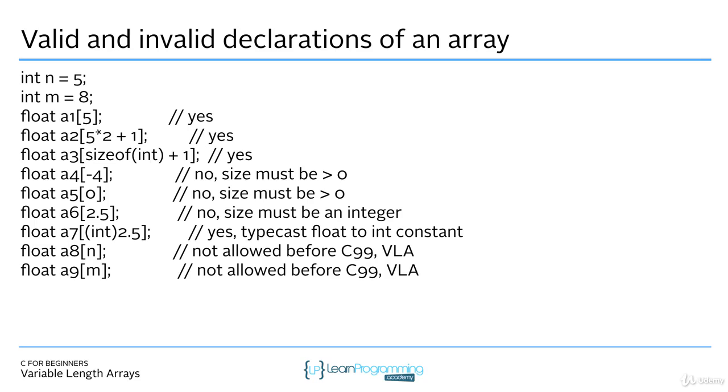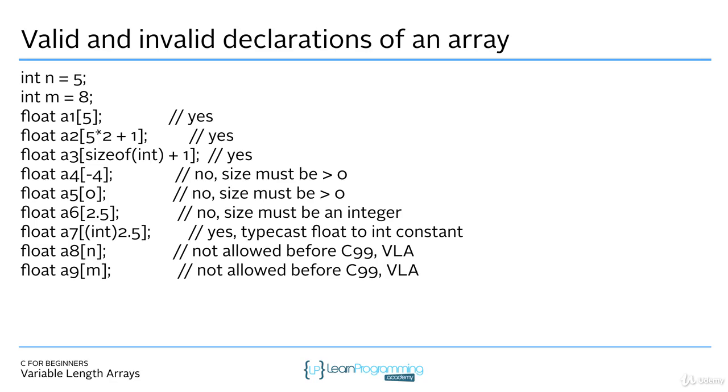Perfectly fine if you're setting an array to a specific size like 5. You can use expressions when you assign the size of an array. So in the next example, 5 times 2 plus 1, that's fine. The other thing to notice here is we're using the sizeof operator. And that's perfectly fine too, because that's going to return an int. Sizeof int is going to return either 4 or 8 depending on the machine you're running on. And then you're adding 1 to it, perfectly fine.